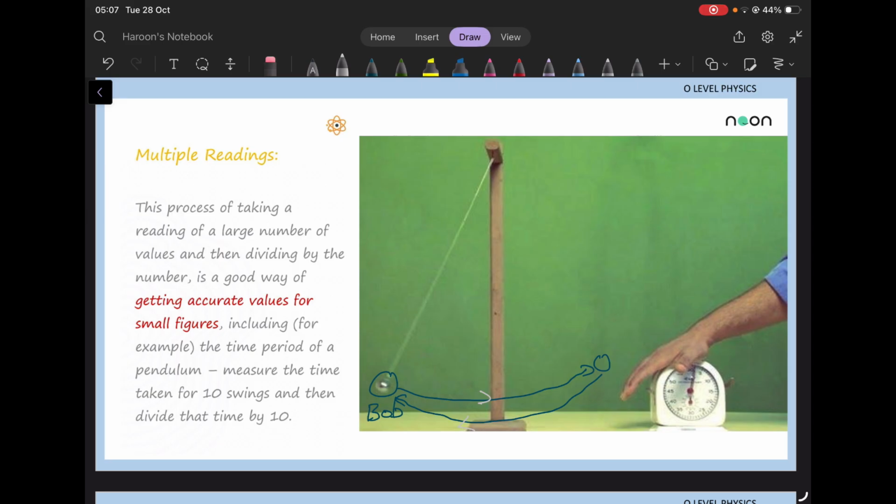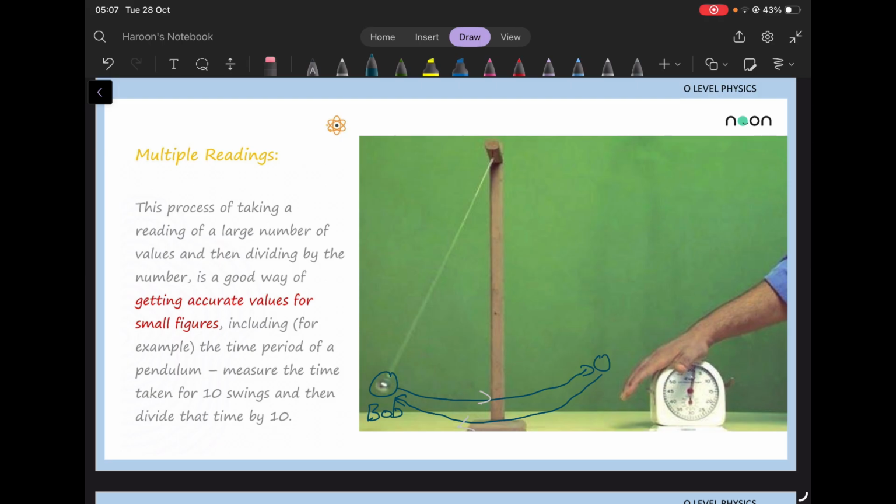So let's say the examiner tells you to find the time taken for one period, but humans have reaction time, so that won't give us a very accurate answer. To reduce the effect of human reaction time, we take multiple readings. So for example, I'll take the reading of, let's say, 20 oscillations. By 20 oscillations I mean 20 full rounds to and fro.